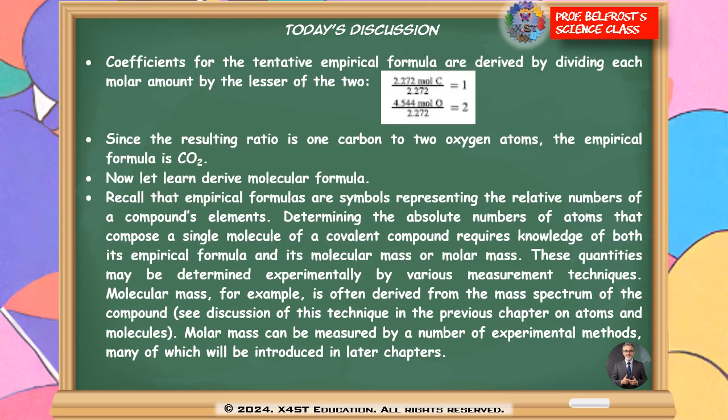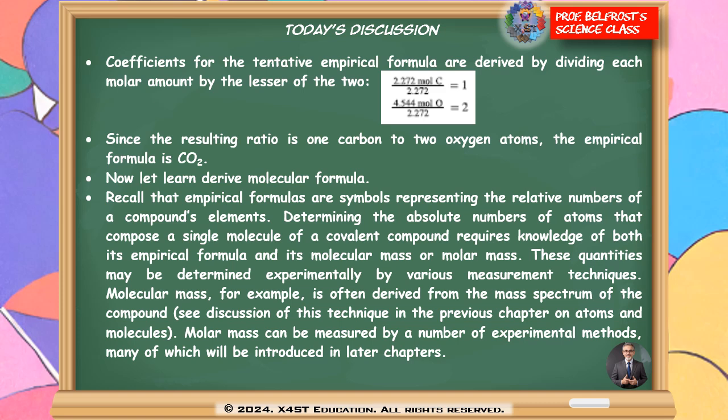So the coefficients for the tentative formula are derived by dividing by the lesser one of the two, which in this case gives us 1 and 2. Since both are whole numbers, we don't need to multiply again. So the gas that's meant is CO2, which is carbon dioxide.